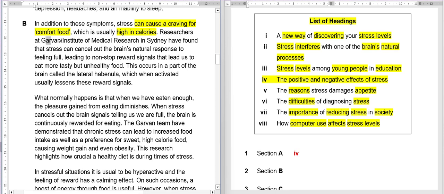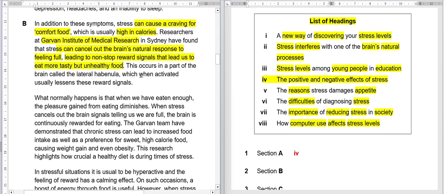Researchers at Garvan Institute in Sydney have found that stress can cancel out the brain's natural response to feeling full, leading to non-stop reward signals that lead us to eat more tasty but unhealthy food. So what stress causes is that it can cancel out the brain's natural response to feeling full. Whenever you are eating and your tummy is full, your brain sends a signal to you that you are full and you don't need to eat more. But stress cancels out that particular response. So what happens is you eat a lot of food that is tasty but unhealthy.